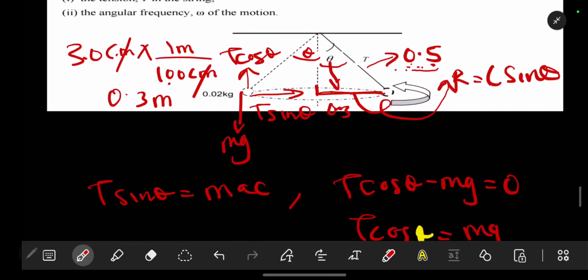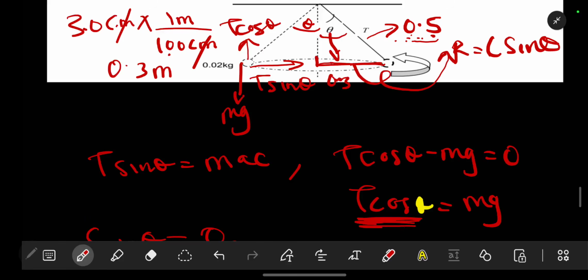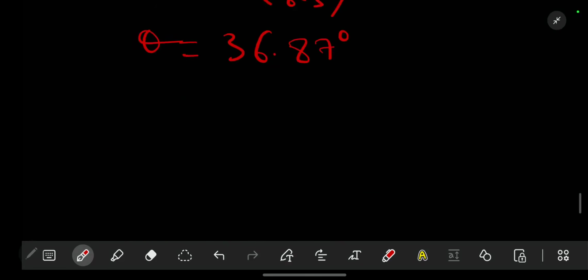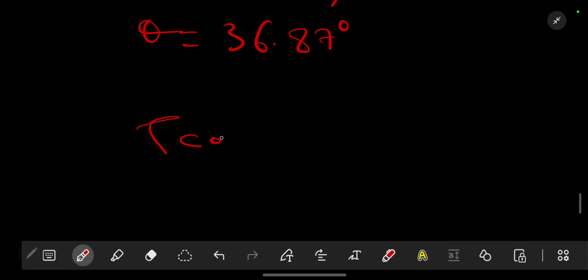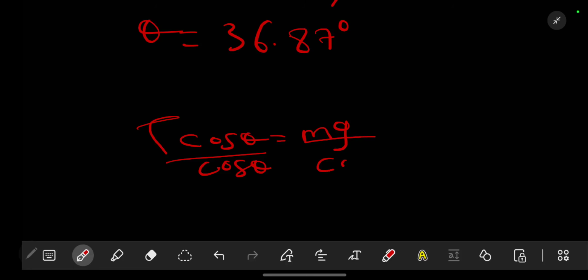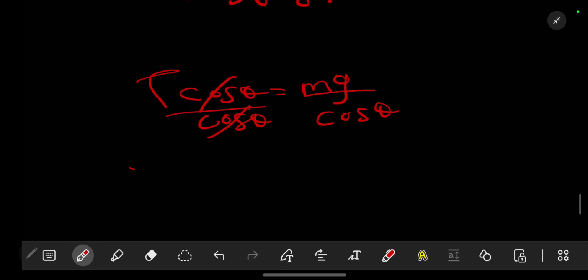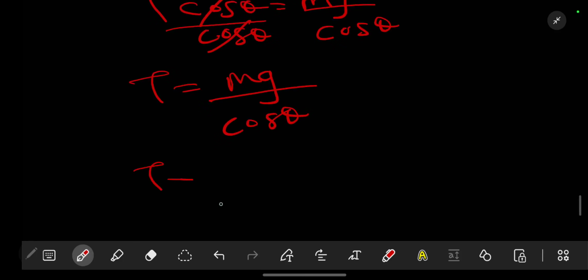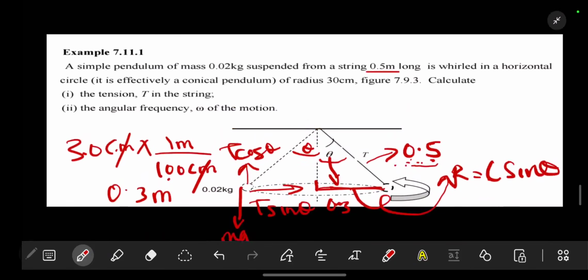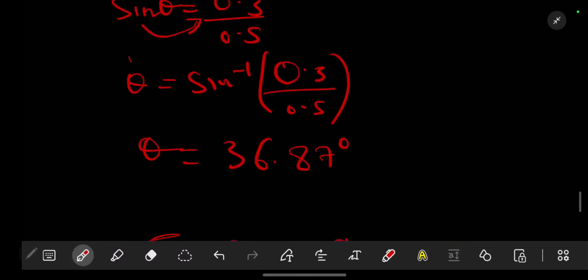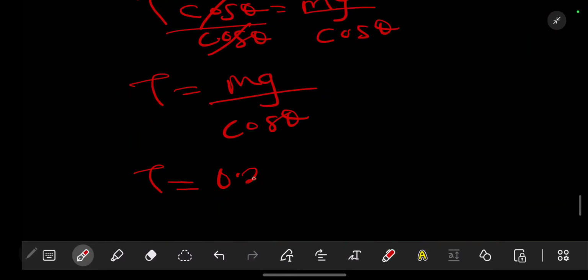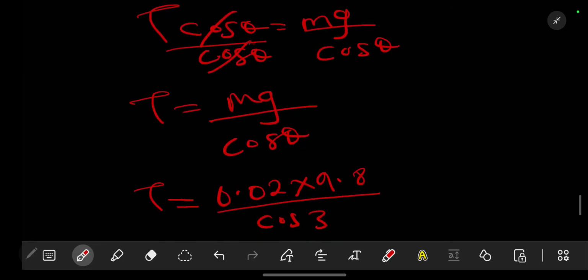So if that is the case, we have the angle, and the simplest formula we can use is this, because the only thing that was missing was the angle. So we say T cosine of theta is equal to mg. We divide by the cosine of theta, so T should be equal to mg over the cosine of theta. What is our mass? Our mass is 0.02, so we get 0.02 times 9.8 over the cosine of the angle, which is 36.87.